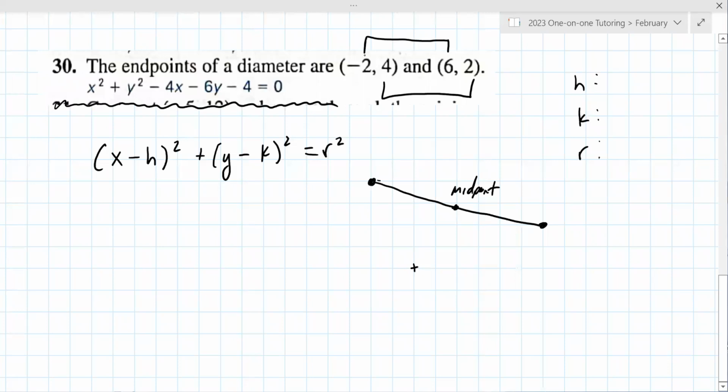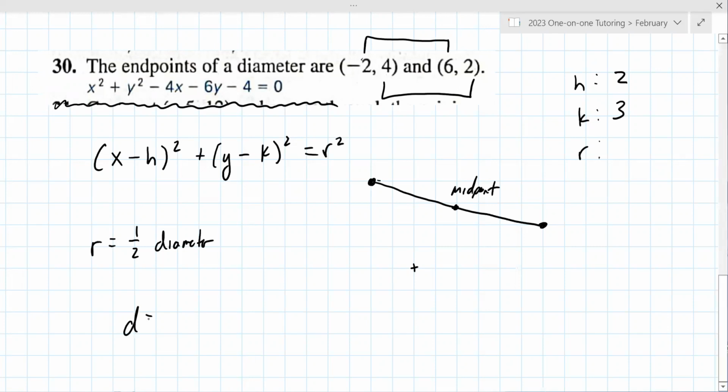Think of it as -2 plus 6, that's 4 divided by 2, that's 2. And then the y's, 4 plus 2 is 6 divided by 2 is 3. And so that's h and k. The radius is half the diameter. You learned that in geometry, maybe before then, but you don't have the length of the diameter. So use the distance formula.